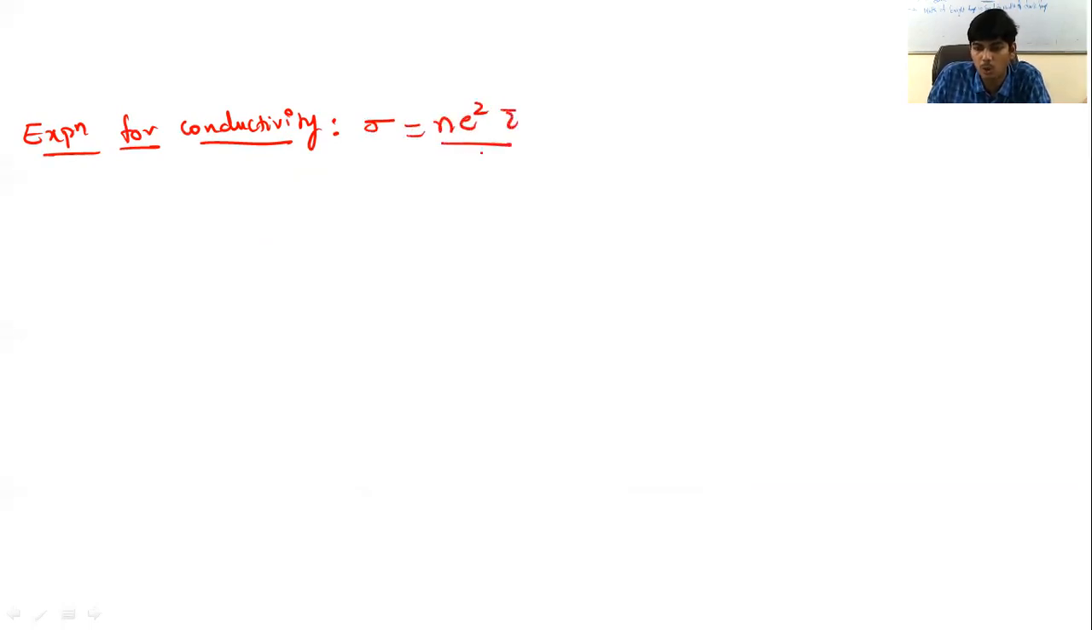After this, you will be asked to obtain the expression for the conductivity of a material. Conductivity is represented by sigma and is given by N E square tau by M. From this equation, you can observe that conductivity depends upon the number of electrons per unit volume of the conductor. The more electrons per unit volume of conductor, the more the conductivity of that material.